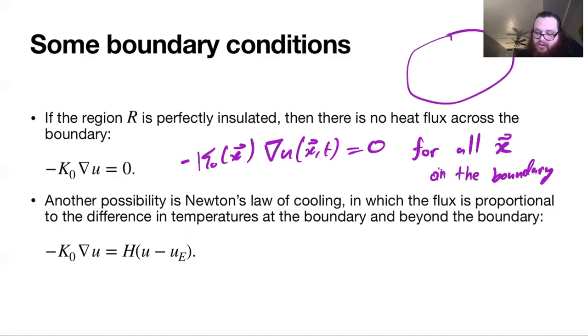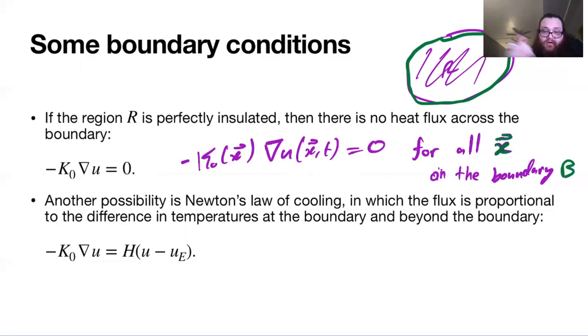And so another picture, if this is R, this is our boundary B. We want this to hold for all x on the boundary B. But that's another viable boundary condition. When we solve for temperature u, the requirement is that whatever the solution function is, if we compute the gradient and evaluate it along the boundary, that gradient should be 0.